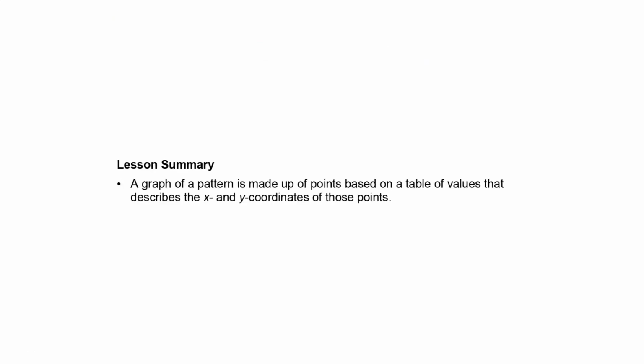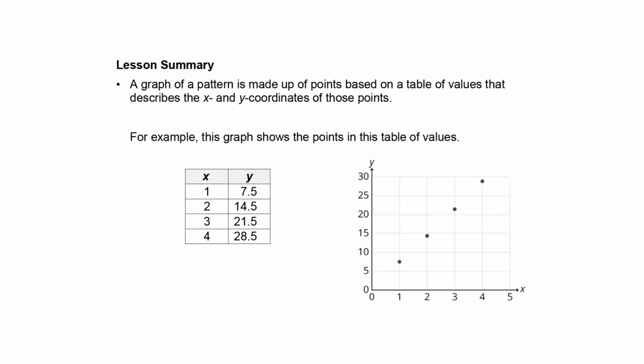Lesson summary. A graph of a pattern is made up of points based on a table of values that describes the x and y coordinates of those points. For example, this graph shows the points in this table of values. You can see we've got 1, 7.5, and that shows up here on the graph. Similarly, 2 at 14.5 is here on the graph.